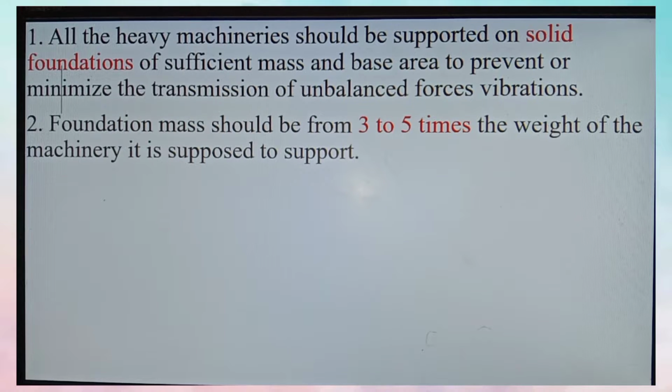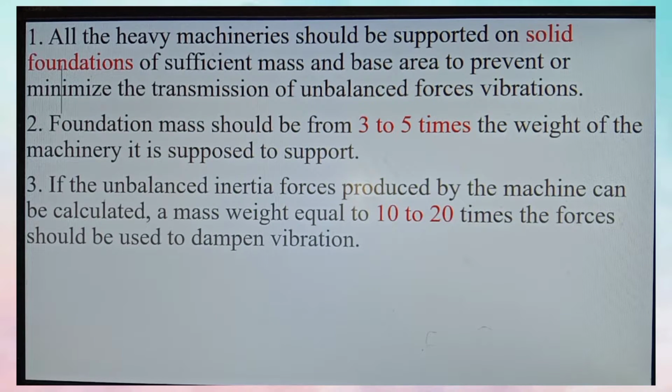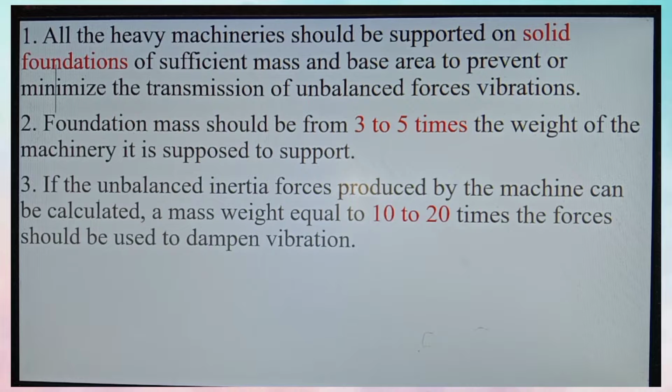Okay. Next, third, if the unbalanced inertia forces produced by the machine can be calculated, then a mass weight equal to 10 to 20 times the forces should be used to dampen vibrations. The range we need to multiply the forces by should be at least 10 to 20 times the forces. A mass weight should be equal to 10 to 20 times, as stated in the standard, in order to dampen the vibration.